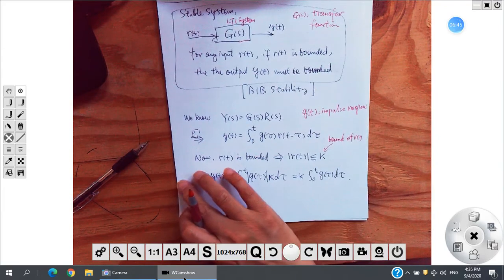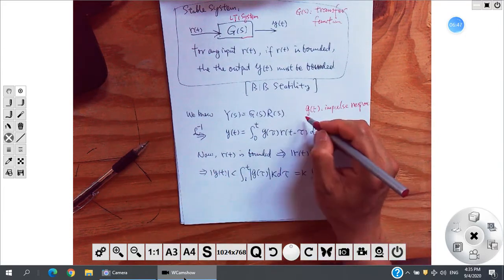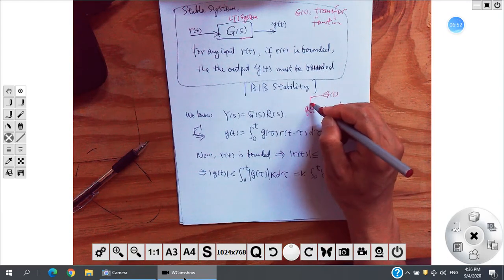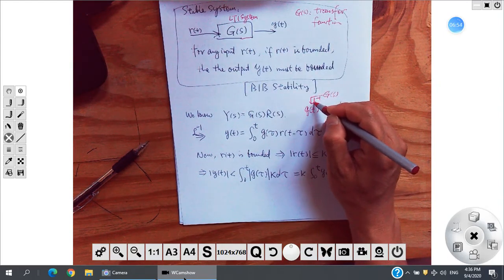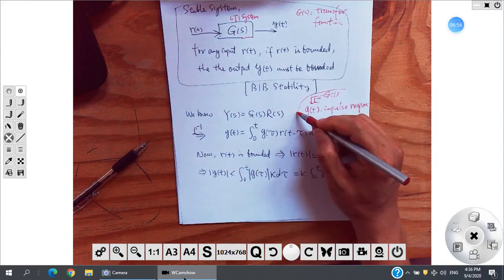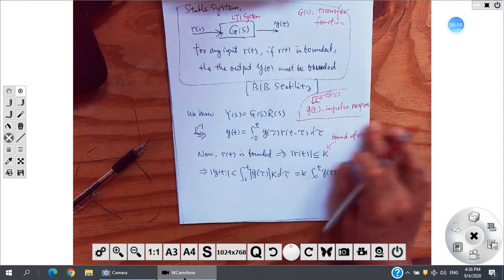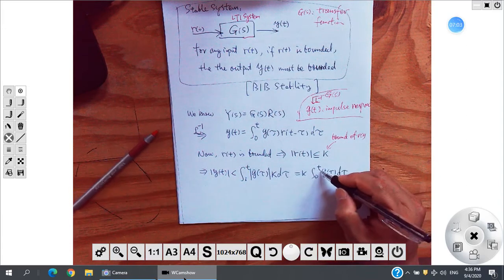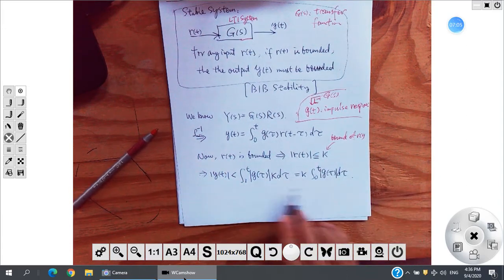Impulse response. This is g of s to the inverse Laplace transform. Then we have the impulse response. So this is the impulse response. Here's the absolute value. So we have this.